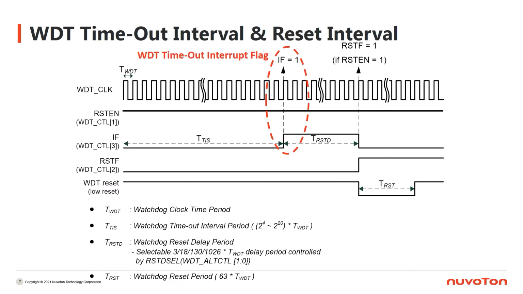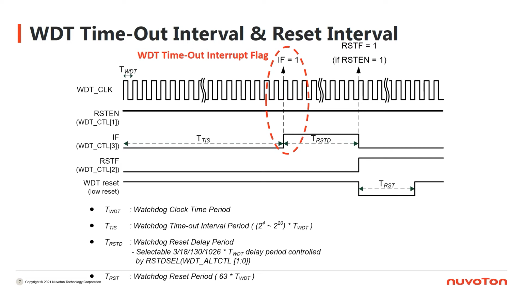Via this graph, you can see how the WDT reset goes more clearly. The first line is WDT clock. The second line is RST_EN, which means if WDT reset is enabled. The third line is IF, which means if the flag of WDT interrupt is raised.